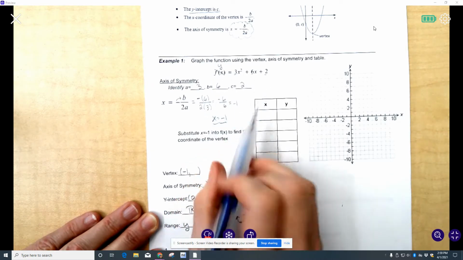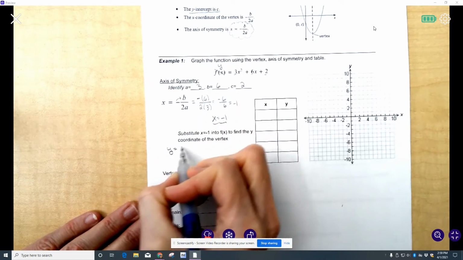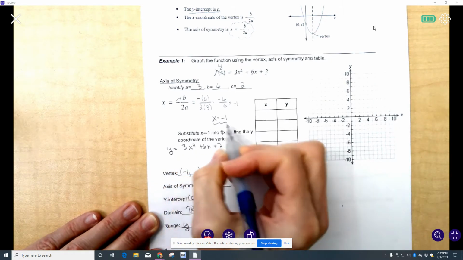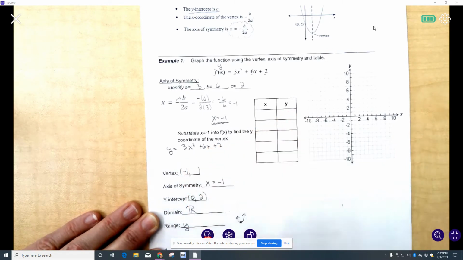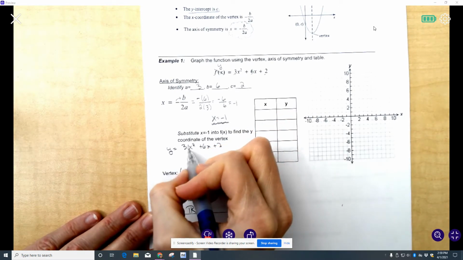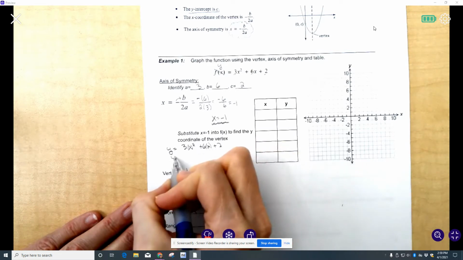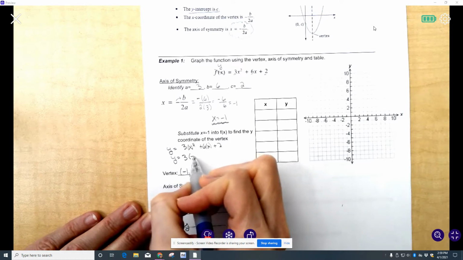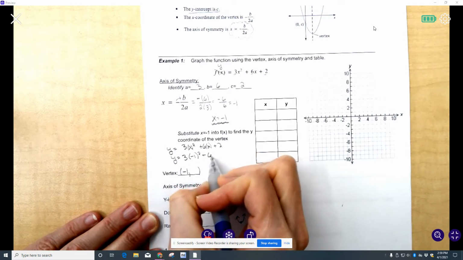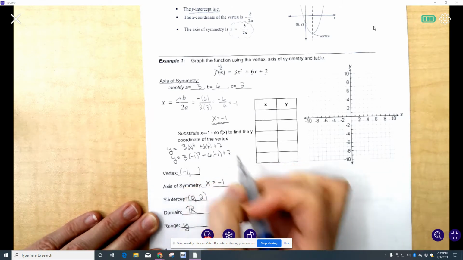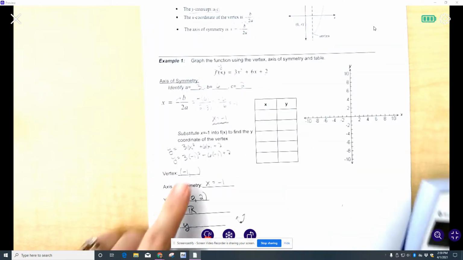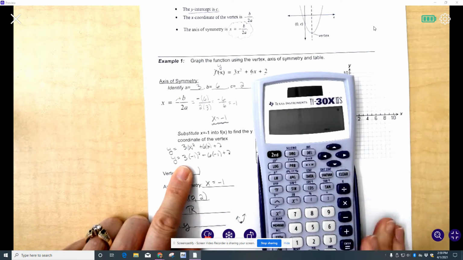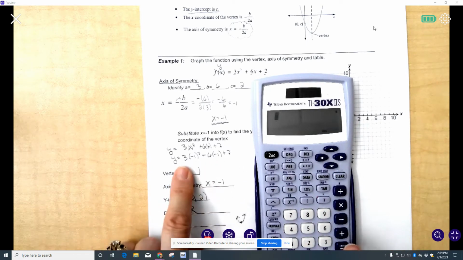So here's our equation. I'm going to copy it down here. Y equals 3x squared plus 6x plus 2. What I want to do, though, is substitute or replace x with negative 1. And that's going to tell me what the y value is when x is negative 1. This is where your parentheses become important. You want to make sure you wrap up that x value in parentheses. And then if you do, you can let your calculator do the work for you here. I can punch this whole line in.